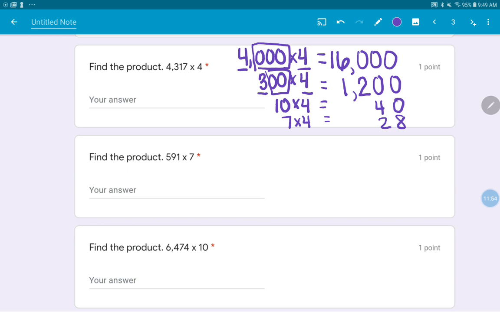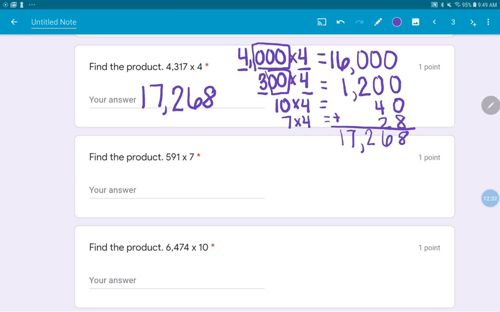Okay, so now what do I do with all those parts or partial products? I'm going to add them all together. If I add my ones, I have 8 ones. If I add my tens, 4 plus 2 is 6. If I add my hundreds, there's only 2 of those. Thousands, I have 6 plus 1 is 7. And I only have one 10,000. So the product is 17,268.